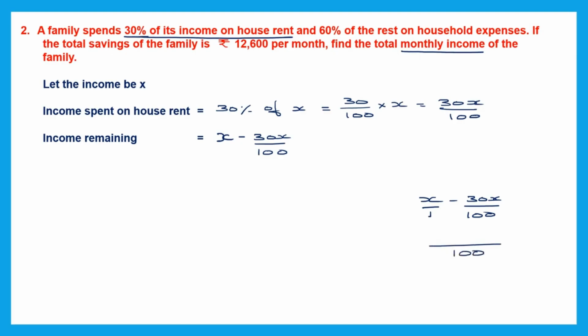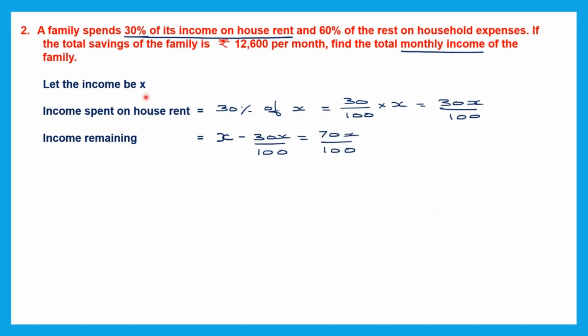Now take the first one. So this is 1 into 100. Multiply this also by 100. So that becomes 100x. And here we have 100 into 1. So we multiply this by 1. So that is 30x. So minus 30x. 100x minus 30x is 70x by 100. So we can write that there. So the income remaining is 70x by 100. This is the income that is remaining.